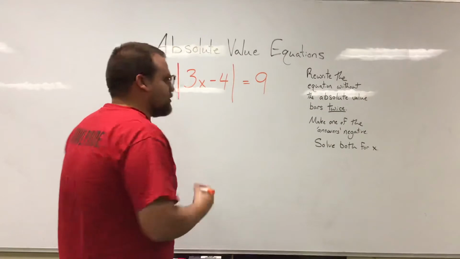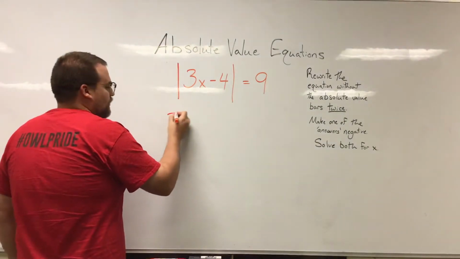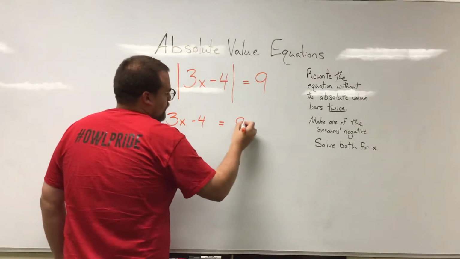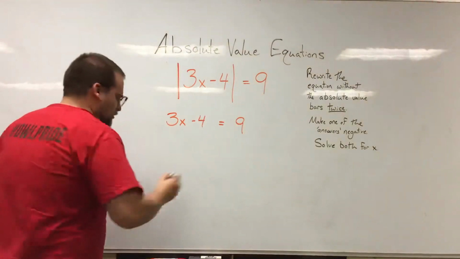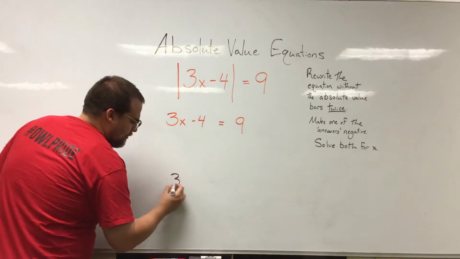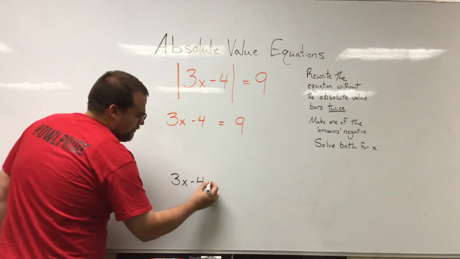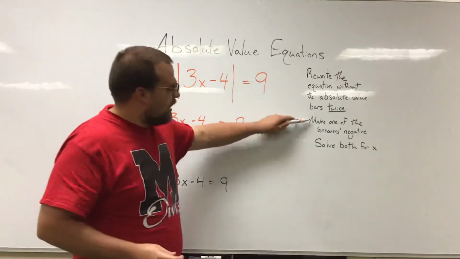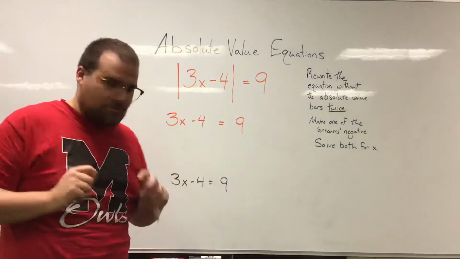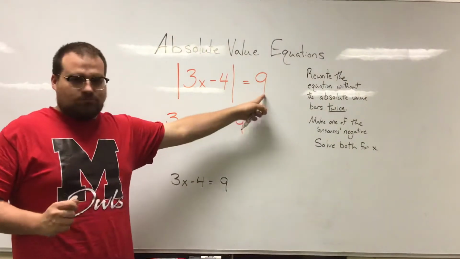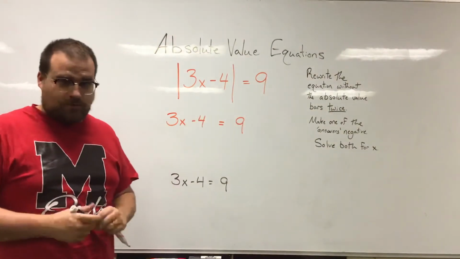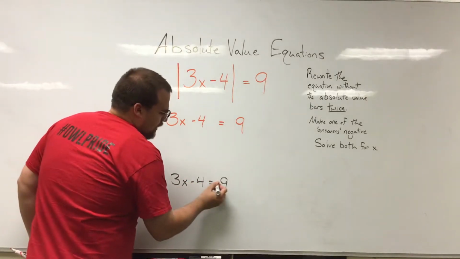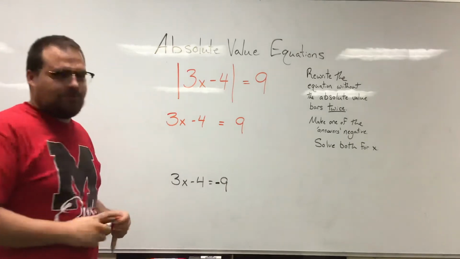And I'm going to write my equations in different colors to make them a little bit more visible. So here we have 3x minus 4 equals 9. And then I'm also going to have a second one that says 3x minus 4 equals 9. Now the difference is I need to make one of the answers, meaning the numbers on the opposite side of the absolute value bars, negative.